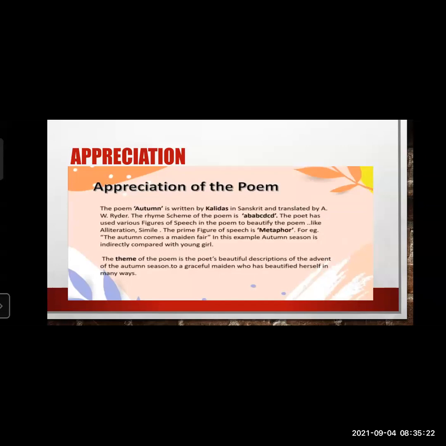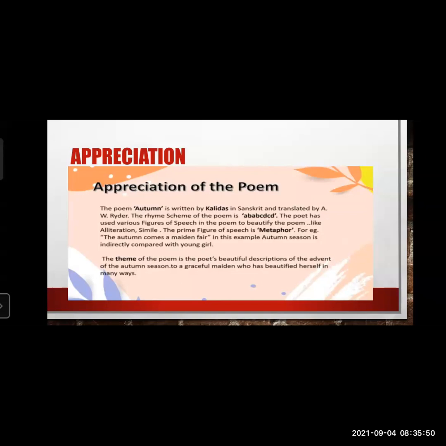For example, we can give one line which is a metaphor in the poem, like 'the autumn comes a maiden fair.' In this example, the autumn season is indirectly compared with a young girl, and due to that indirect comparison, there is a use of metaphor. So this is the prime figure of speech of the poem. Next, we have to see the theme.